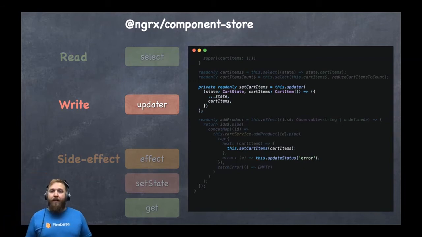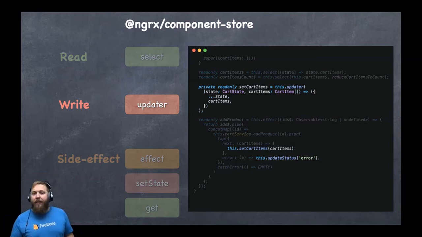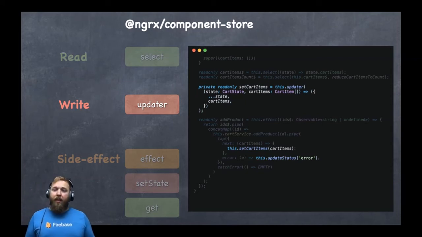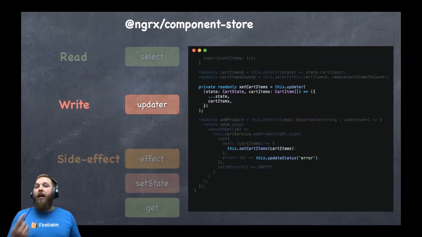Another example is set status here, update status with the error. I didn't write this updater, but you get the point, right? You basically pass the value into it and it will update the state. Great, so this is our updater.